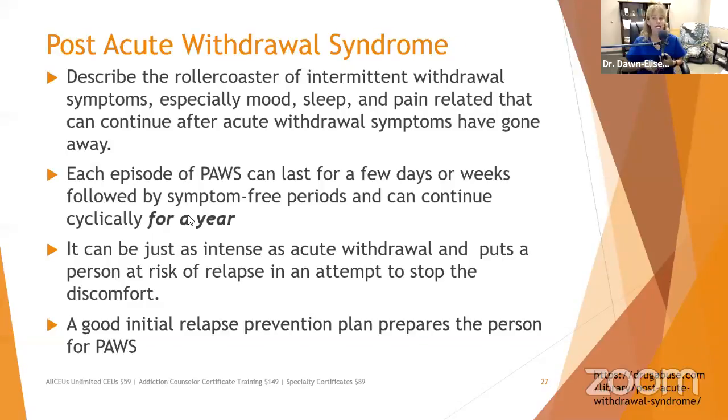Post-acute withdrawal can be just as intense as acute withdrawal and puts the person at risk of relapse in an attempt to stop the discomfort. So those feelings they felt those first 3 days of detox, 6 months down the road, they may wake up one morning and they're starting to feel those same feelings again with their mood, their insomnia, increased pain, all that kind of stuff. A good initial relapse prevention plan prepares the person for post-acute withdrawal.